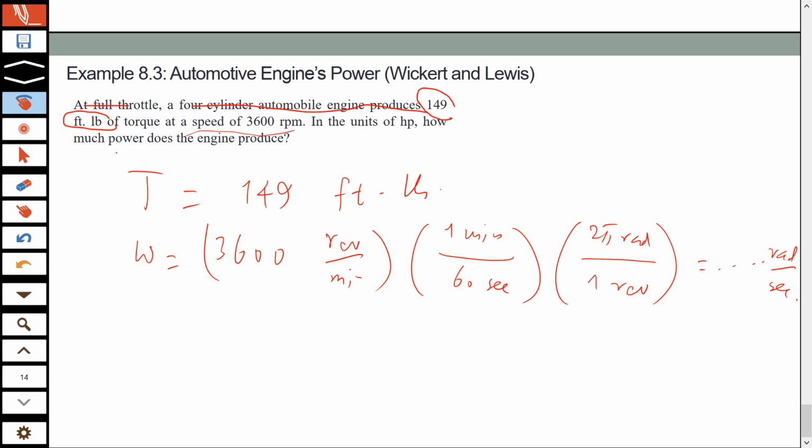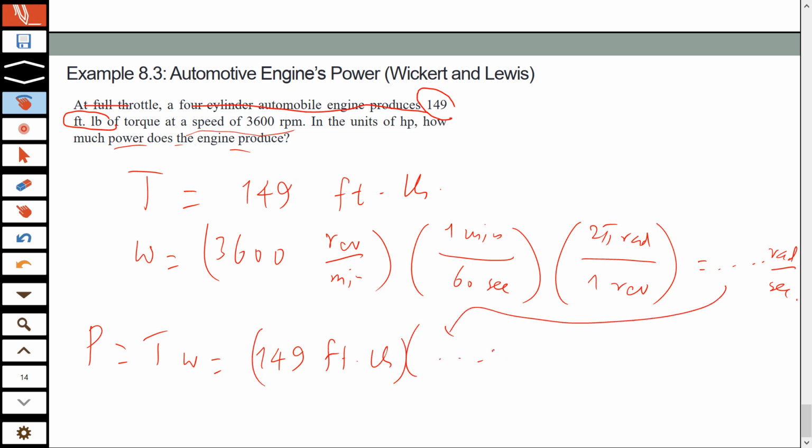Now, how much power does the engine produce? So power is T times omega. I'll make this calculation, okay? 149 foot-pound, and then this calculation in radian per second. But I need to make sure that I get my answer in horsepower, okay?